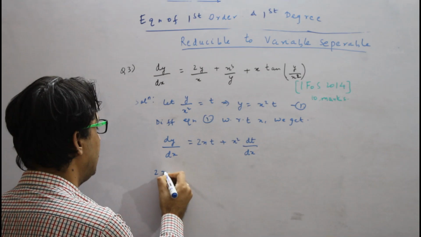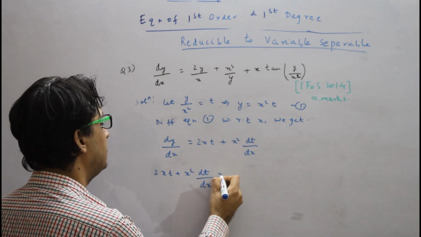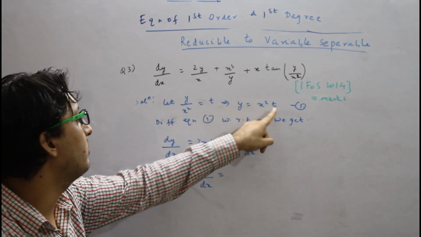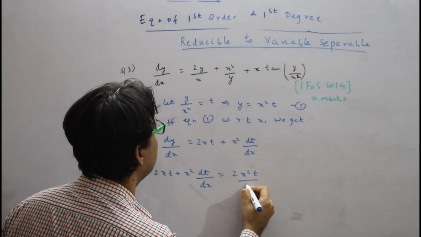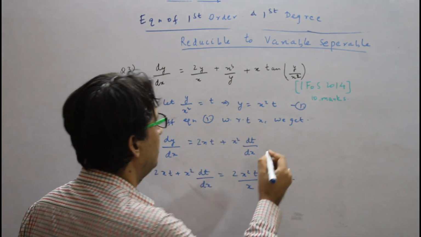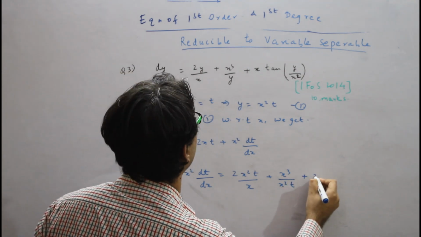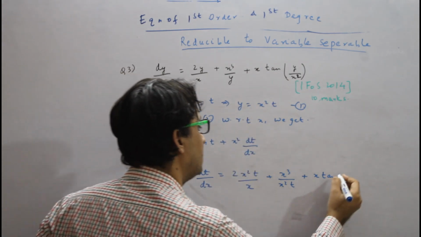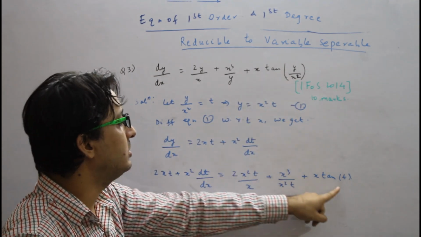So this gives me 2 times xt plus x square dt by dx is equal to, now at the same time I will put the value of y. Y's value is x square t. So this is your x square t divided by x plus x cube by y. What is my y? X square by t. Okay, plus x of tan y by x square is t. So see, we have reduced this argument of tan from y by x square to t.